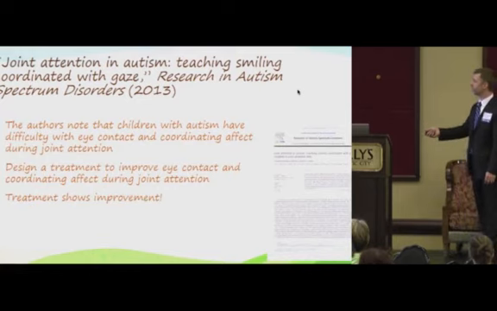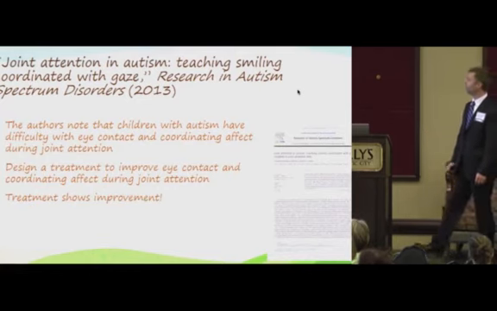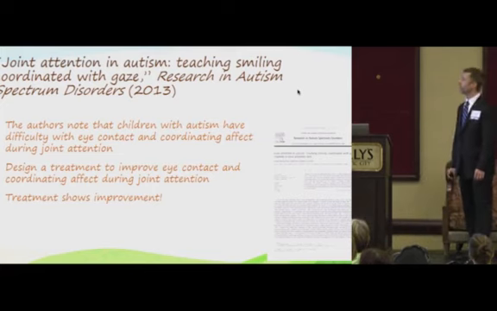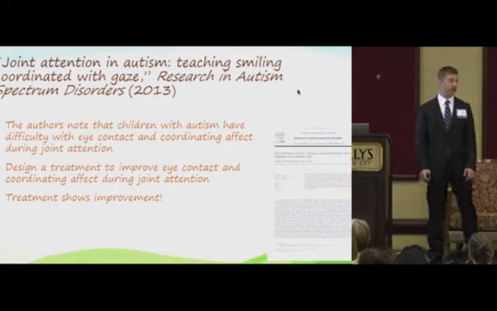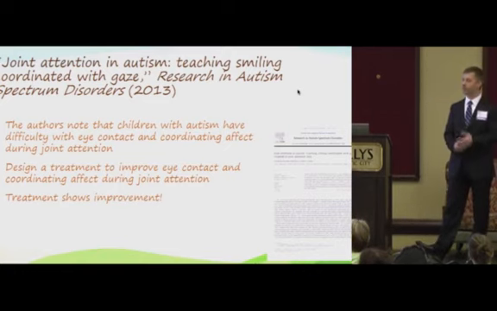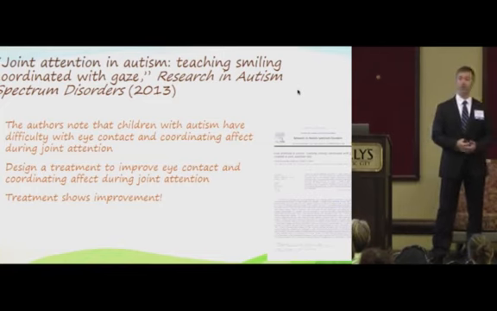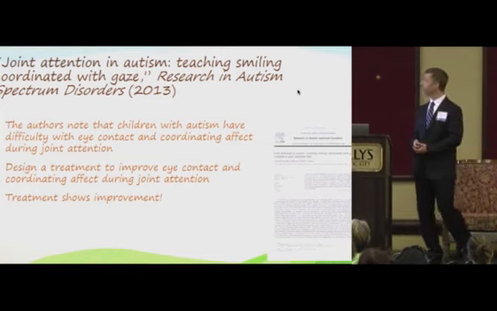I'll give you a real quick example. There's an article in a well-known journal. And in the article, they talk about joint attention and autism, and they teach smiling with coordinated gaze, right? Because joint attention is really important. We know there's lots of work showing if you increase joint attention, you increase development, you increase language abilities, okay?